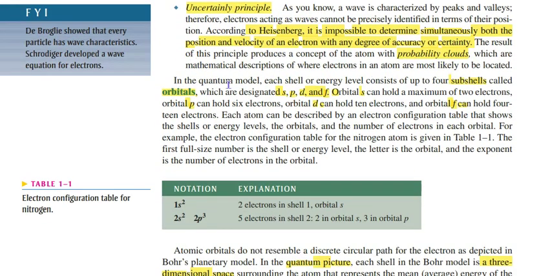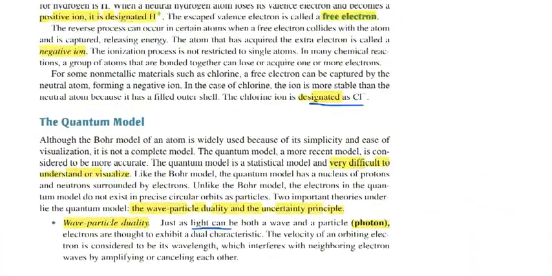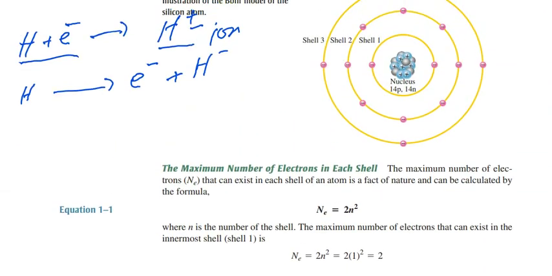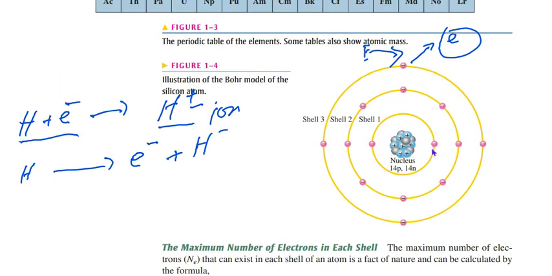For simplicity, the quantum model gives us subshells or orbitals. For example, I go back to the silicon model. The quantum model says the first shell has only one subshell, the second has two subshells, and the third has three subshells. So the energy is also divided into these subshells.